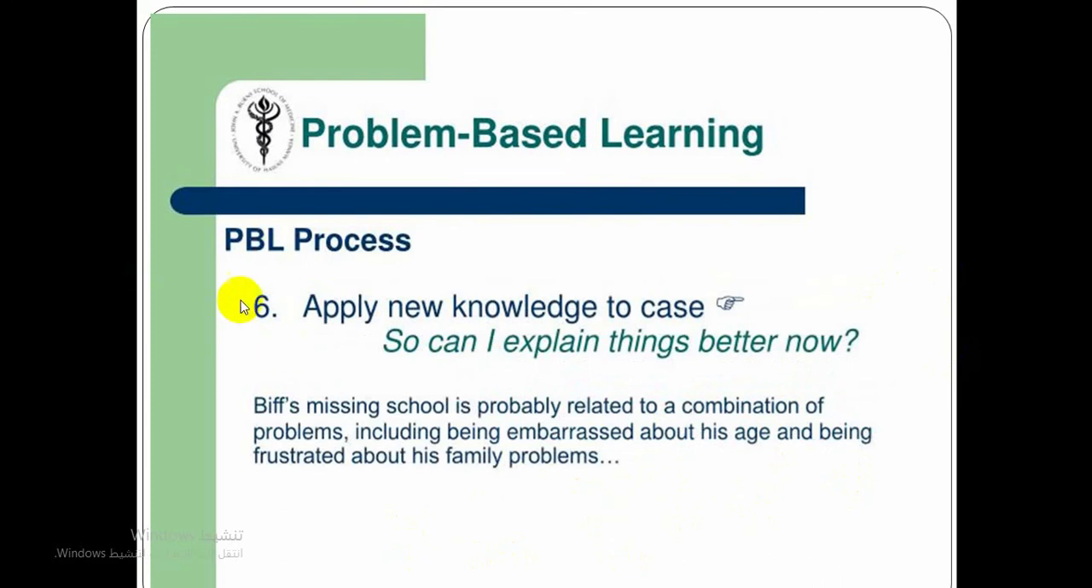In step 6 here, you need to apply new knowledge to the case. You can do that by answering this question: can I explain things better now? Yes, of course. After gathering the information and forming a hypothesis, you can reach this analysis: his missing school is probably related to a combination of problems, including being embarrassed about his age and being frustrated about his family problems.